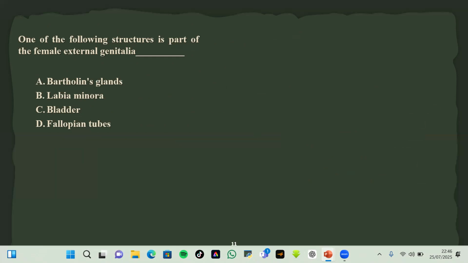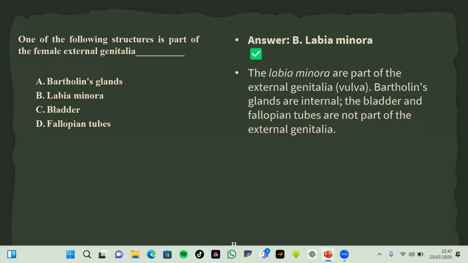One of the following structures is part of the female external genitalia. A, Bartholin's gland, B, labia minora, C, bladder, D, fallopian tubes. B, labia minora. The labia minora are part of the external genitalia, the vulva. Bartholin's glands are internal. The bladder and fallopian tubes are not part of the external genitalia.